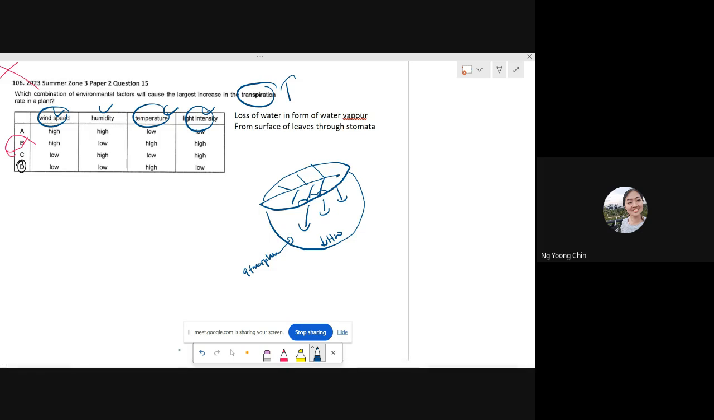Same with the temperature. What temperature does is, when you are increasing the temperature, it means you are increasing the surrounding air temperature. Temperature increasing in the air means the air becomes drier, right? 你增加你这个空气的温度，代表你这个空气是变得比较干燥。Okay? Means that when you increase the temperature, the air becomes drier.